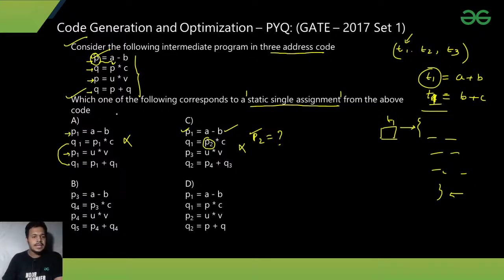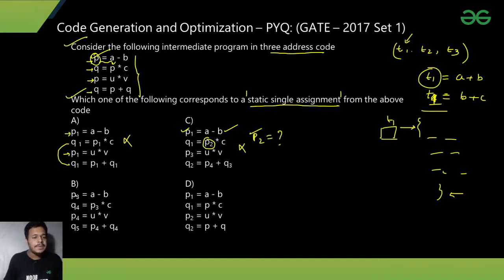So now next, checking option B. Now let's check this one. Firstly, we should check whether some variable is assigned twice or more than twice. So here we can see that P3 is assigned once, Q4 is assigned once, P4 is also assigned once, and Q5 is also assigned once.